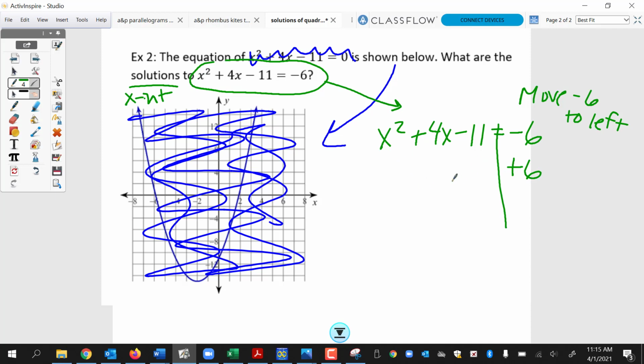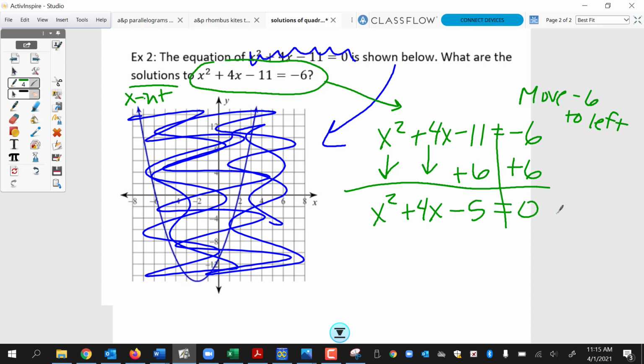What one am I going to do +6 on? Well, it's a regular number, so I'm going to plus it with the regular number, which means x squared and 4x drop down. -11 plus 6. You would type that in Desmos if you don't know what it is, but -11 plus 6 is -5. And now it equals 0. Yay. So now I know I'm going to type this side in, not equal 0, just this, in Desmos.